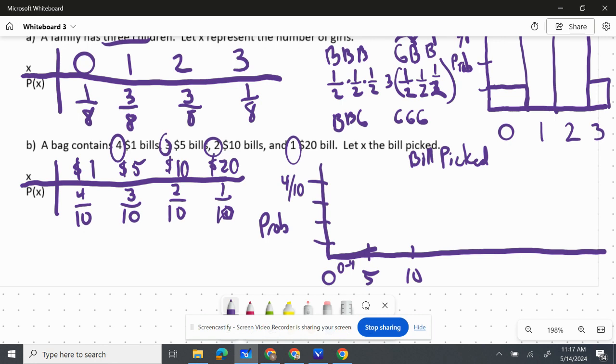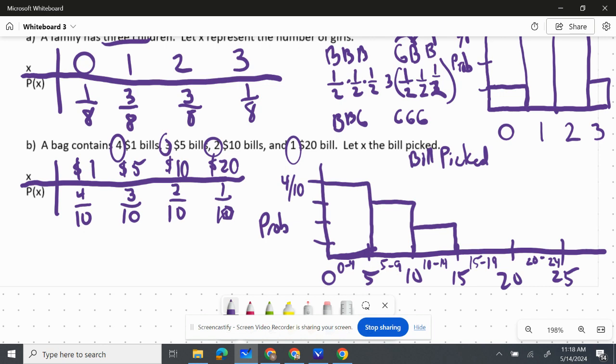Then I have 10, 15, 20, and 25. Now, just as a reminder, when we're doing the interval, the first number is included, the second one is not. That's why the first one's 0 to 4. This is technically 5 to 9. Technically, this is 10 to 14, 15 to 19, and 20 to 24. So for our first one, we have 4/10. Then what we have is 3/10. Then we have 2/10. And here we have a blank, and the last one is just going to be 1/10. So that right there is our histogram.